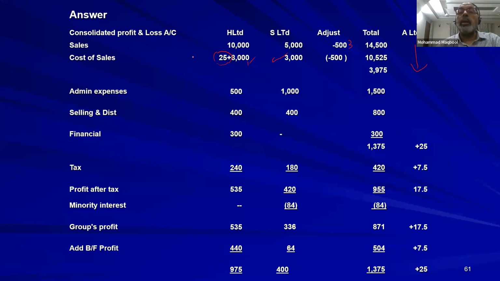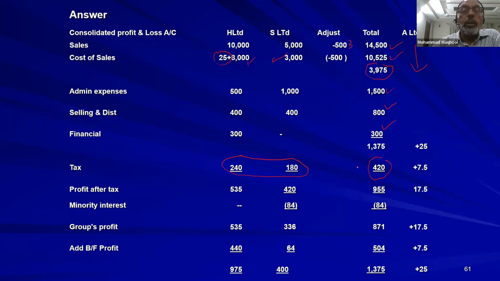As a result, here you have the net sales, cost of sale, and then the gross profit. Then the admin expenses of both are added, and the selling and distribution expenses of both are added. I'm just picking it from the question. Then the financial expenses is only of one, not of S. Then we have the tax of both companies, each respective. The tax figure will not change because tax is always paid on the basis of separate accounts. The total is this.